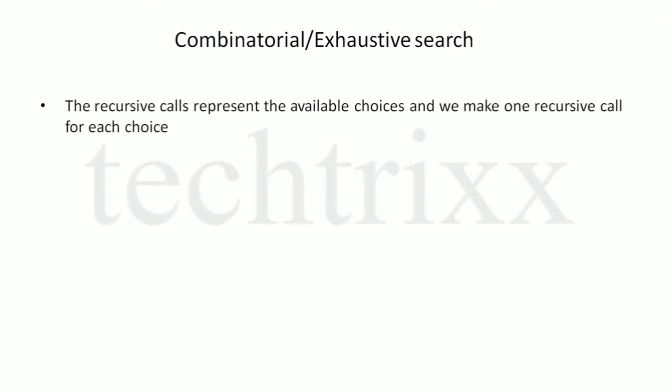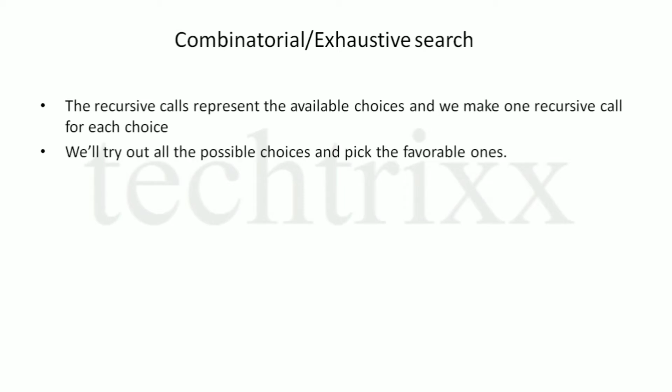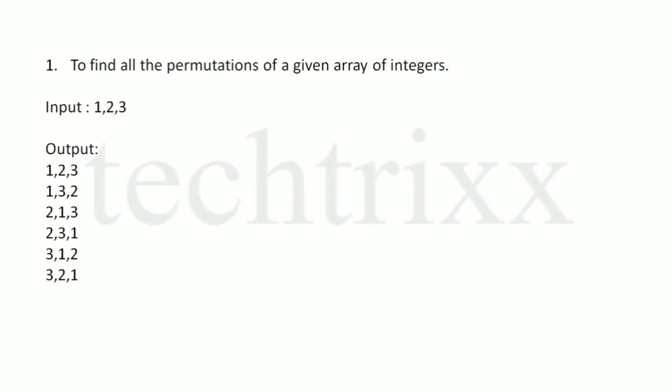Now, what is combinatorial or exhaustive search? The recursive calls represent the available choices, and we make one recursive call for each choice. We will try out all the possible choices and pick the favorable ones. So let us take an example of backtracking.